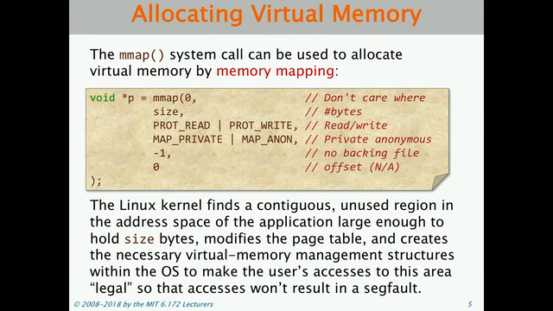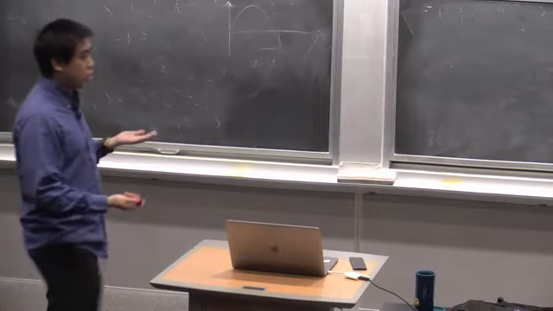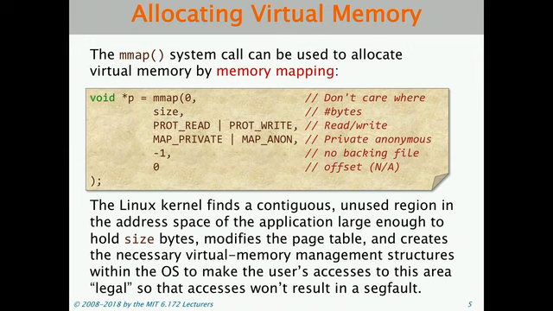So mmap has a whole bunch of parameters here. The second to the last parameter indicates the file I want to map, and if I pass it a -1, that means there's no backing file. So I'm just using this to allocate some virtual memory. The first argument is where I want to allocate it, and 0 means that I don't care. The size, in terms of number of bytes, is how much memory I want to allocate. Then there's also permission. So here it says I can read and write this memory region.